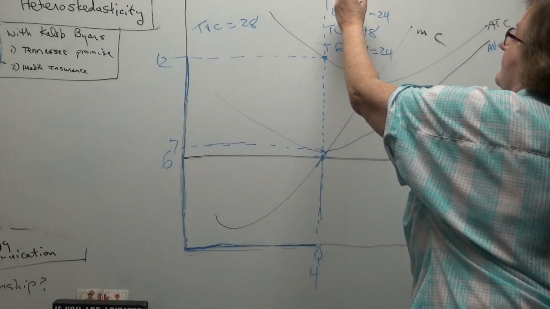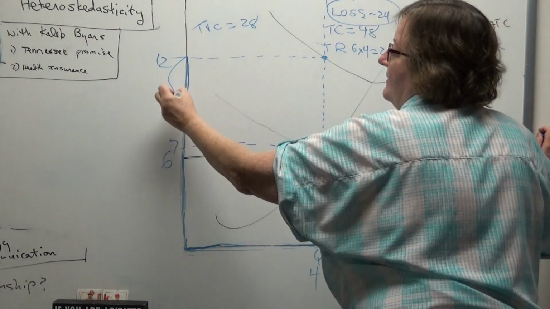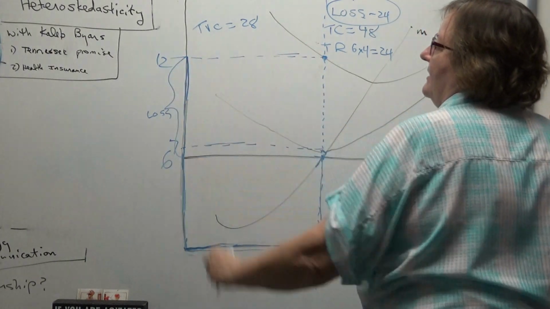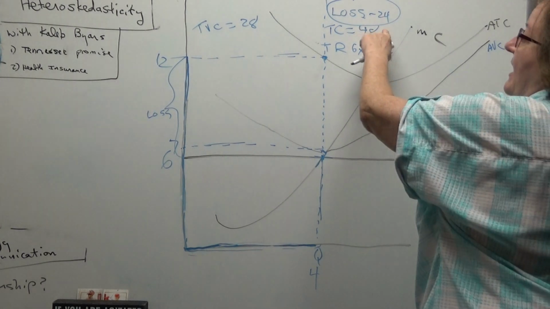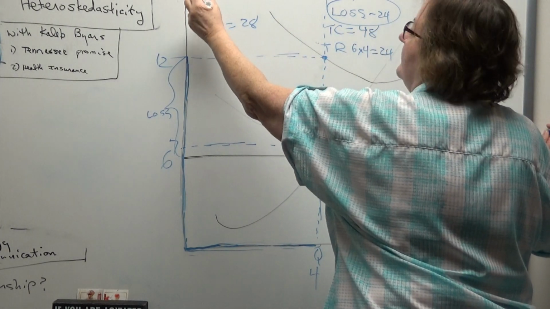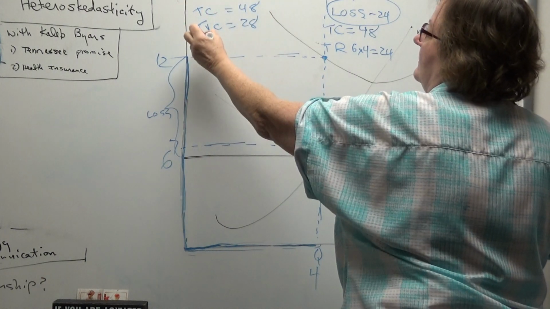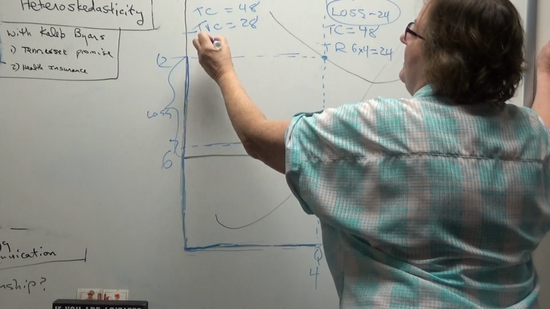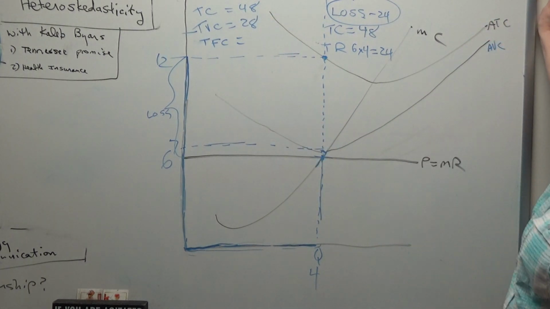We have a loss of 24, which is basically from here to here, right? That's the loss, and over, because it's the area. The fixed costs, we can do this two ways. 48 minus 28, we could take total cost minus variable costs, right? So this would be total fixed costs equals 48 minus 28.